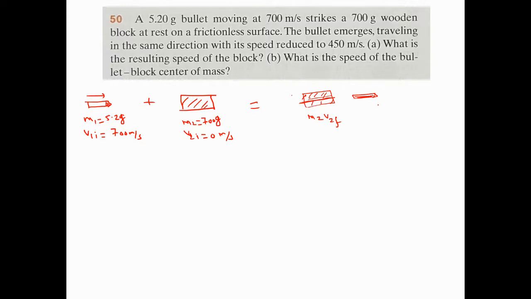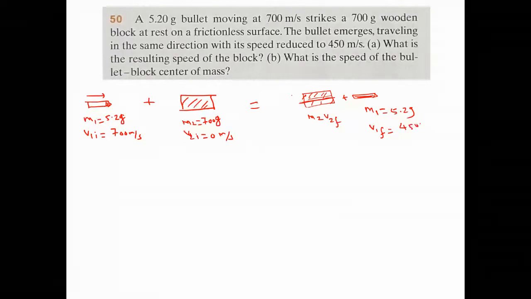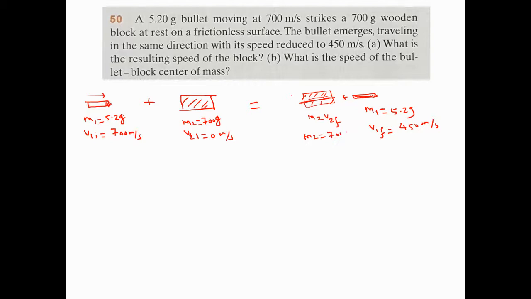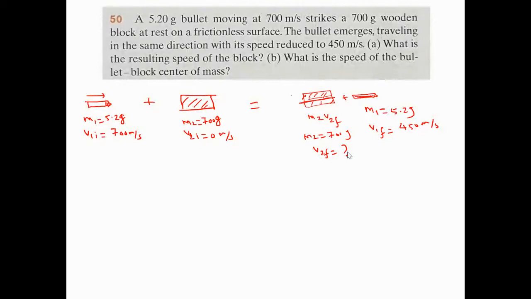Yes, you're right. The bullet also has a mass and it has some final speed. So the mass of the bullet is 5.2 gram. And what is the speed now, after it hits? M1 final speed is given as 450 meters per second. What is the mass of the wooden block? My M2 value is 700 gram. So what is the V2F value? We are going to find that. That is our first question. Clear?